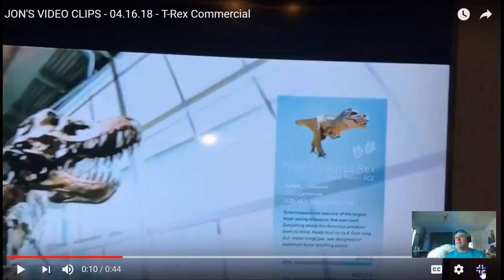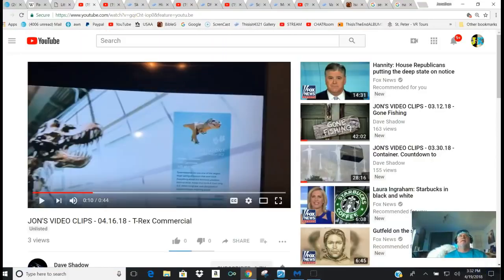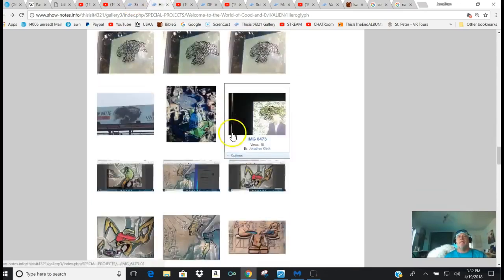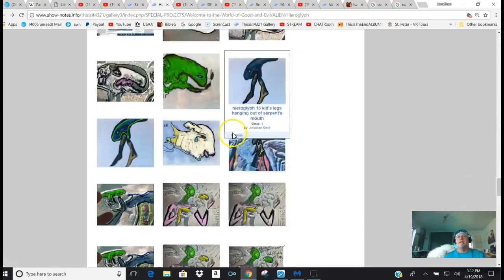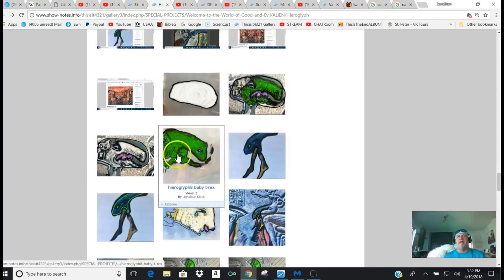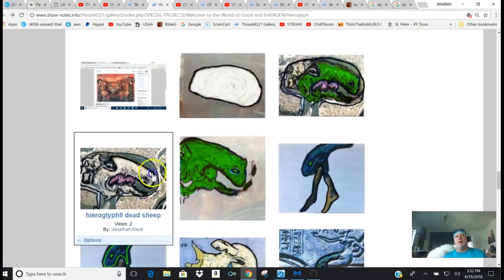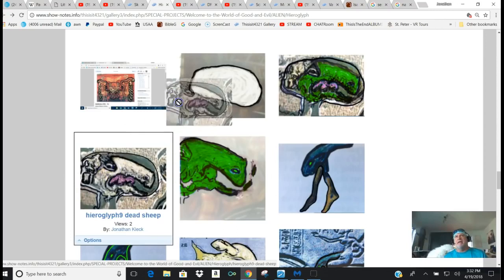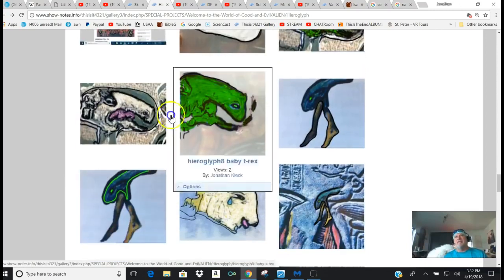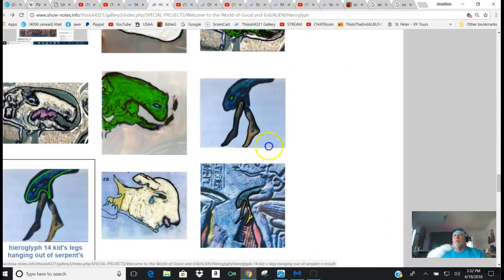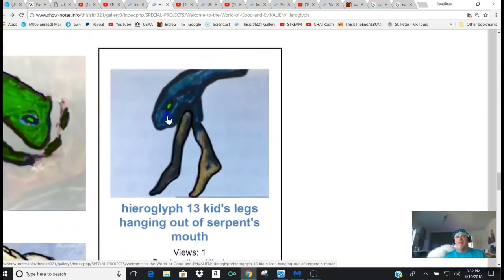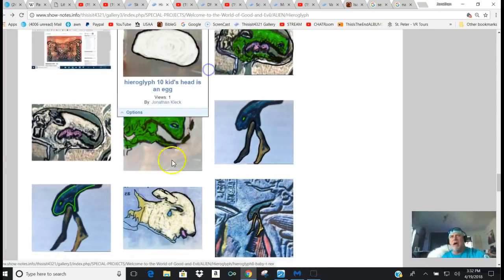What's with the T-Rex? What's with the T-Rex? Why is the T-Rex so prolific in everything I'm doing? Why is Obama a T-Rex? Why is there a baby T-Rex and a dead sheep and a hieroglyph that's 1,300 years old? Why are there a kid's legs sticking out of the mouth of a serpent right here in the hieroglyph?